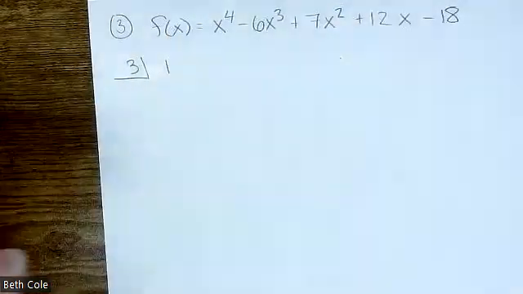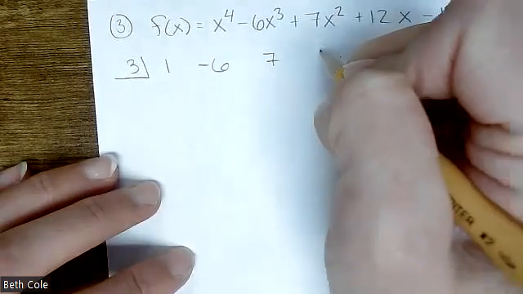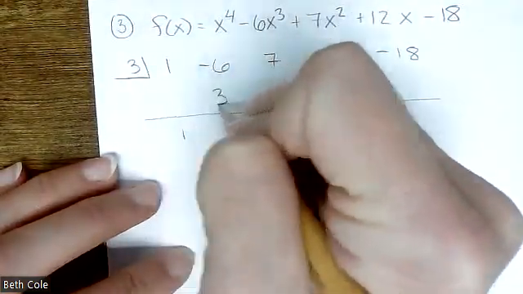So copy down. Is the countdown in order? I think it is, right? All right, so copy down all your coefficients. The remainder will be 0. Go for it.